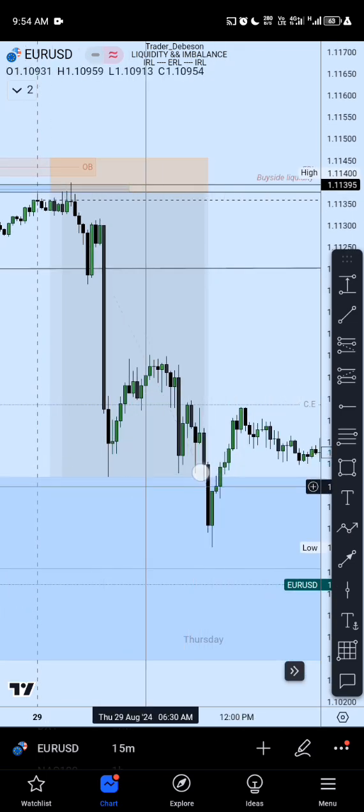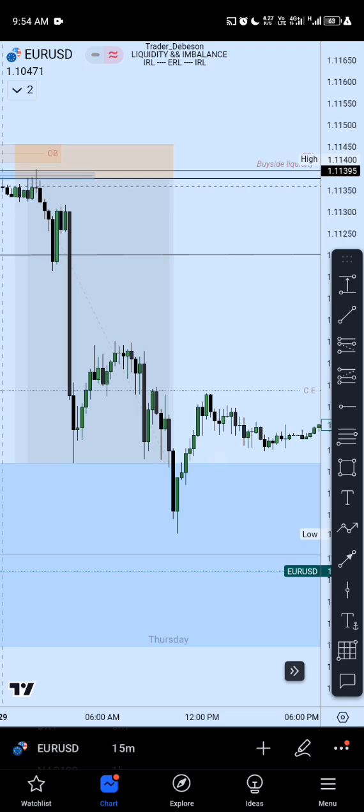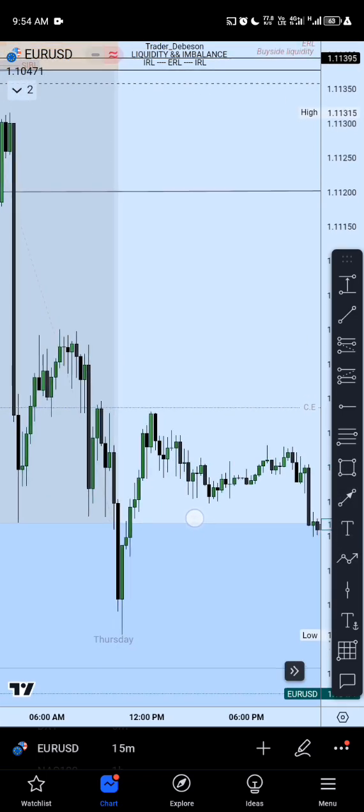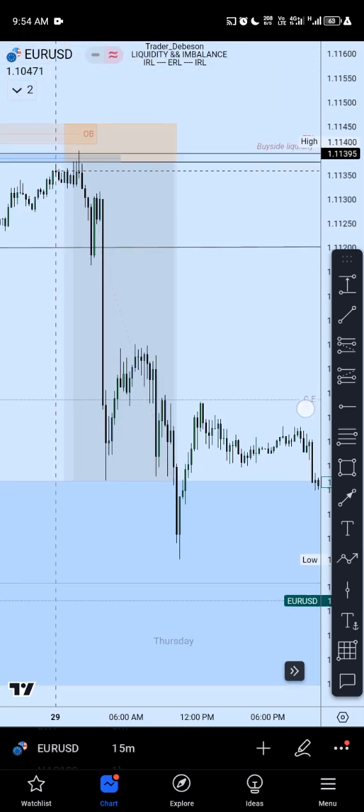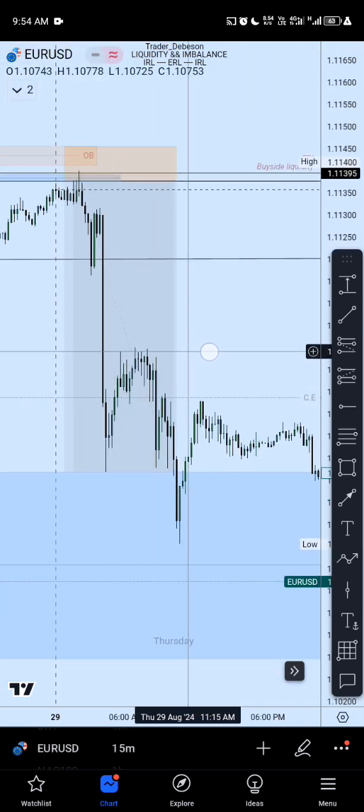Price hit our target. After price hit our target, we have to wait for confirmation to go either bullish or bearish. So that is the trade for the day. The Judas swing model played out nicely here.